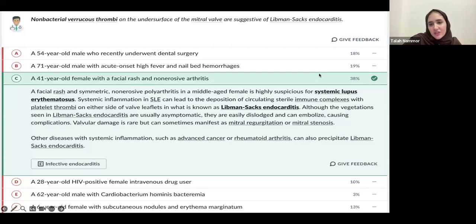It's Libman-Sacks endocarditis, and it's associated most commonly with SLE. Do you guys remember this? The non-bacterial vegetations. Okay. So even if you forgot in the exam, if a question says immune, you can look for anything that gives you an idea that it's an immune process, not an infective process. Even if you couldn't tell that the facial rash and non-erosive arthritis is SLE, we removed everything else that's infective. So the only choice that we had is C. Okay?